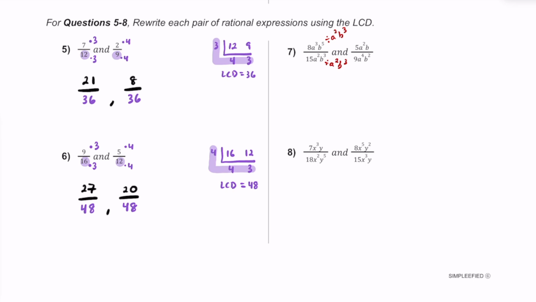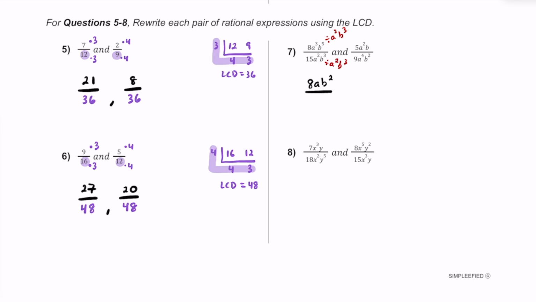So if you divide 8a cubed b to the 5th power by that a squared b cubed, we're still going to have 8 on top. 2 of the a's were divided out, so we're just going to have 1 a left. And then 3 of those b's got divided out, so we're going to have b to the 2nd power. All right, so that's going to be the numerator.